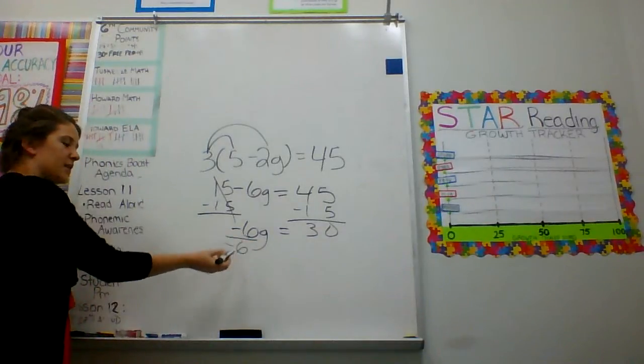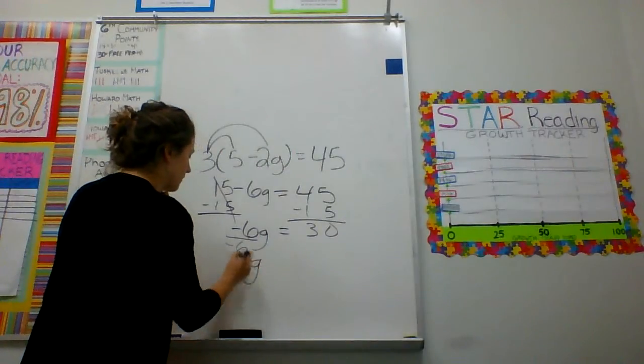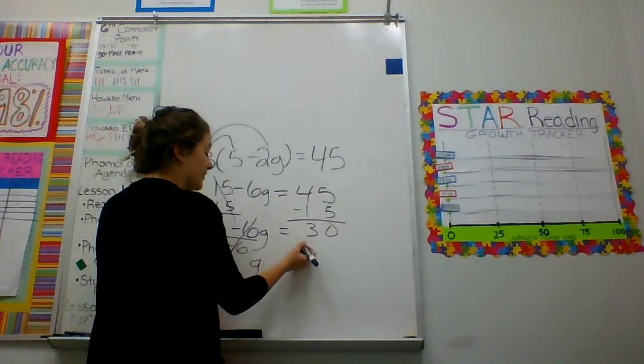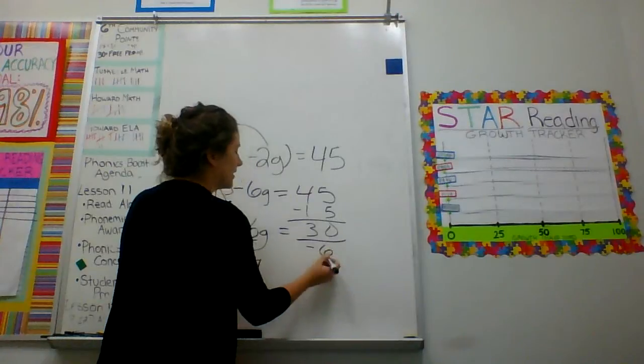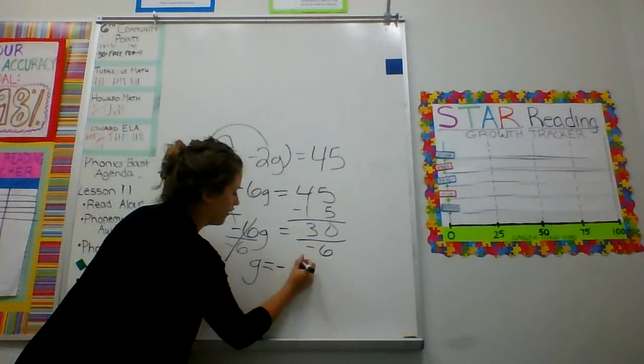Because a negative 6 divided by a negative 6 will give me a positive 1g. I must also divide 30 by negative 6. A positive divided by a negative will give me a negative 5.